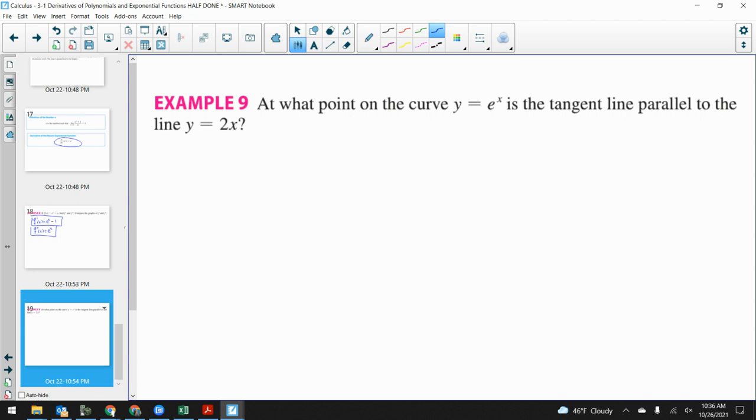Do one more problem here. At what point on the curve y is equal to e to the x is the tangent line parallel to y is equal to 2x? Okay, now we're starting to get real fancy. Now we're not only examining what the derivative is going to be equal to, now we're saying, okay, when is the derivative going to be parallel to something? Okay.